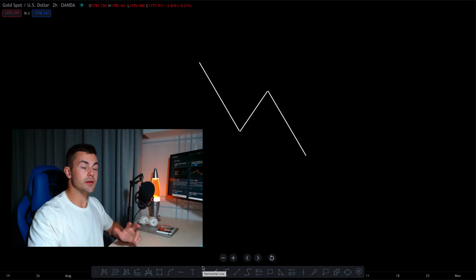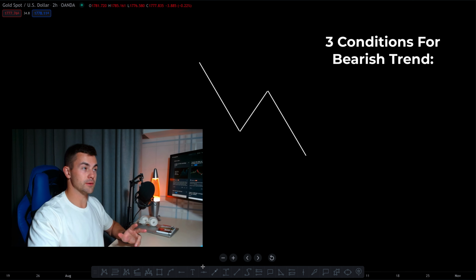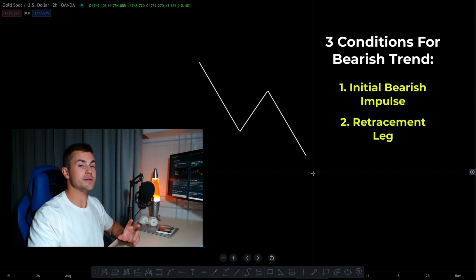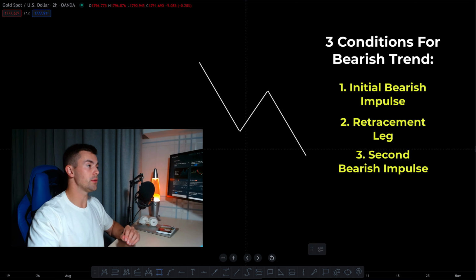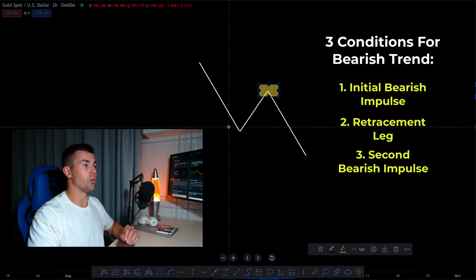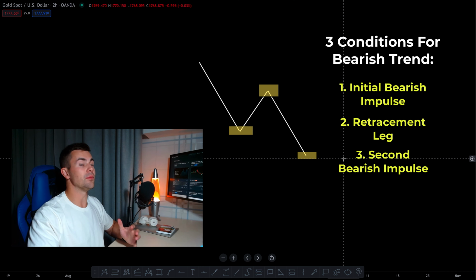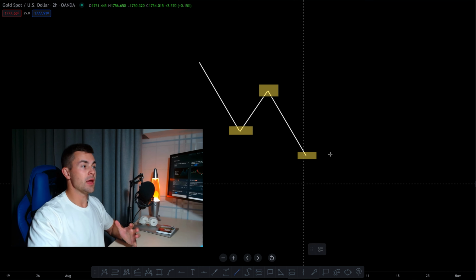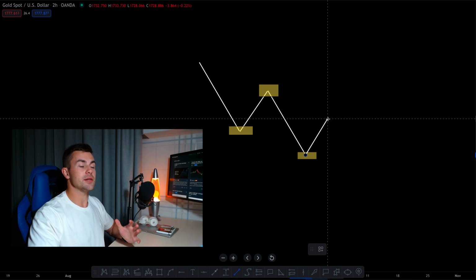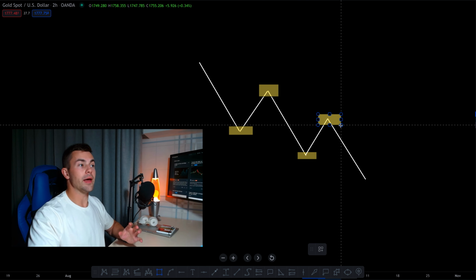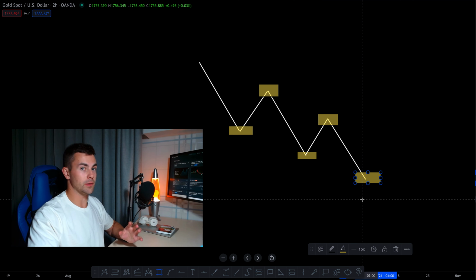So here we need three impulses: the bearish impulse, the retracement for the lower high, and then the second bearish impulse with the new lower low. Yes, that is what is important for us. And once we see a zigzag like that, we say that the market here is bearish. We expect such zigzag movement in a bearish trend, and that is what we call a healthy bearish market.